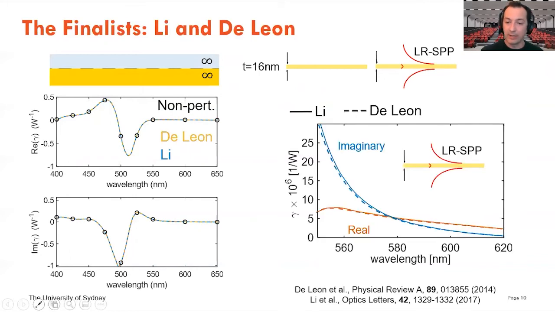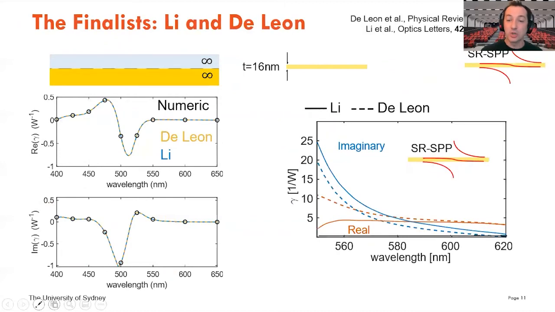up overlapping quite well, most likely due to the fact that there is low loss, which makes the Green function formalism of DeLeon reasonable and appropriate. And both of these methods, again, agree with the non-perturbative approach. Notice, however, that the gamma is very small, 10 to the 6 times smaller than the semi-infinite case.